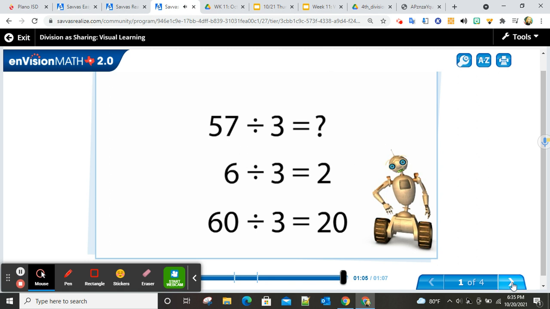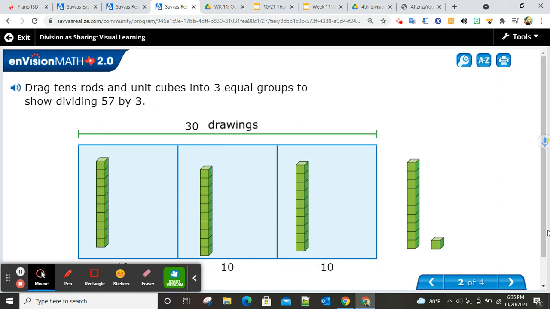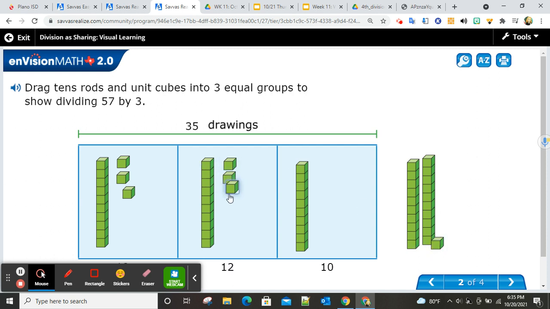So we're going to keep going. And like I said, remember, you have your notebook out. This is going to look really familiar. It says drag 10 rods and unit cubes into 3 equal groups. Well, 1 rod, 2 rods, 3 rods. Well, I can't put 2 rods in each, because if I put 2 rods in each, I've got 60. So now I have to start doing the ones. So I could start with 3, just because I can see how much that is.